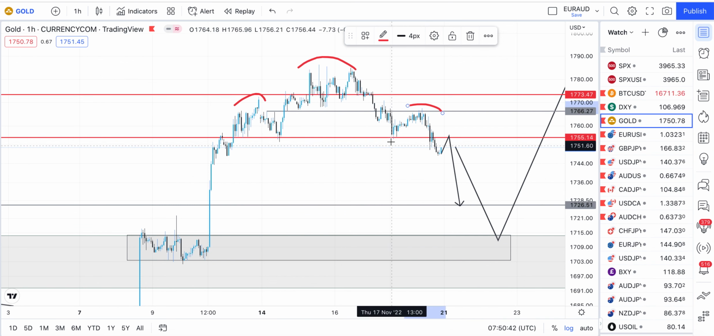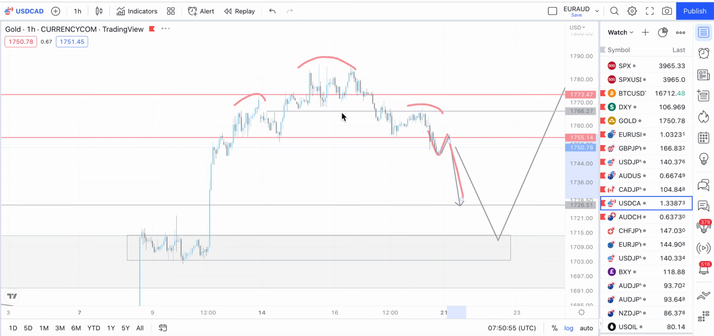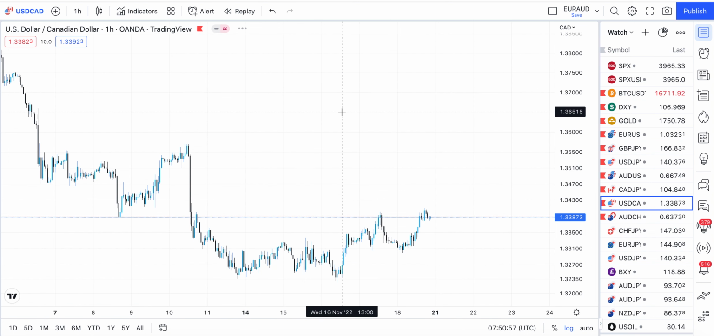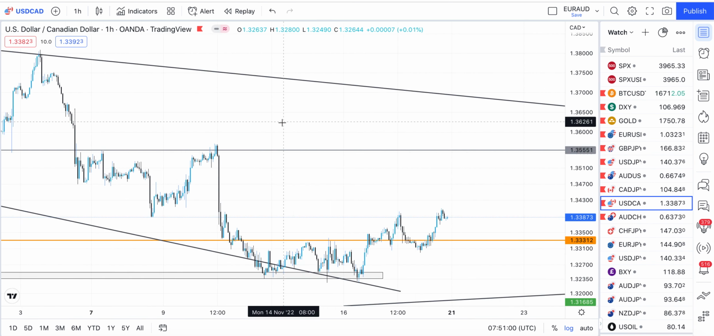In gold too, if you can see it very well, we have what we call the head and shoulder at that particular area. We have a tap into this, and then we have a rejection to the downside. So let's go to US dollar, Canadian dollar.